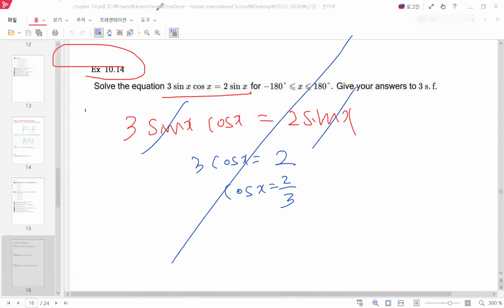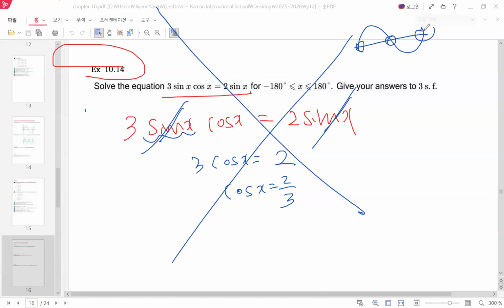This is the wrong solution because, students, when you divide by sine x, you need certainty that this value cannot be 0. You cannot divide by 0, right? But sine x can be 0, right? Yes, it can be 0. So you cannot cancel them.